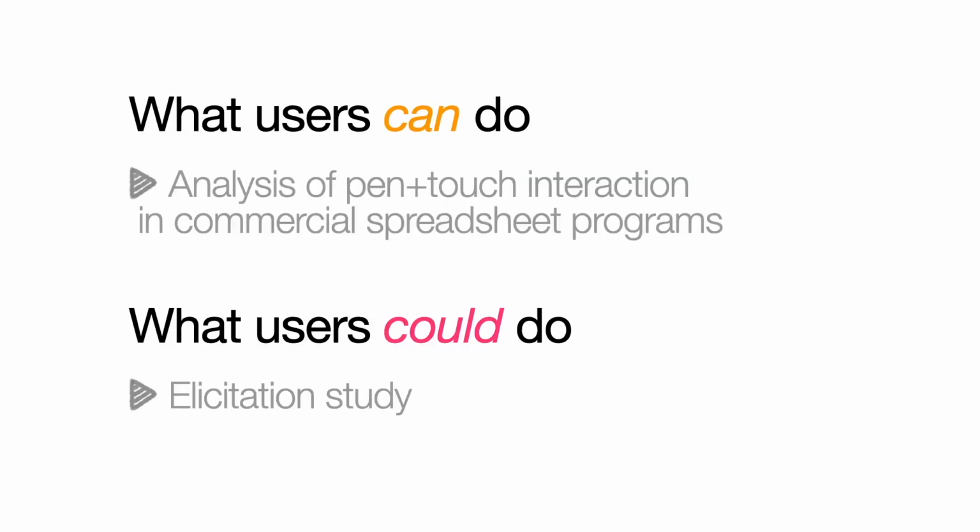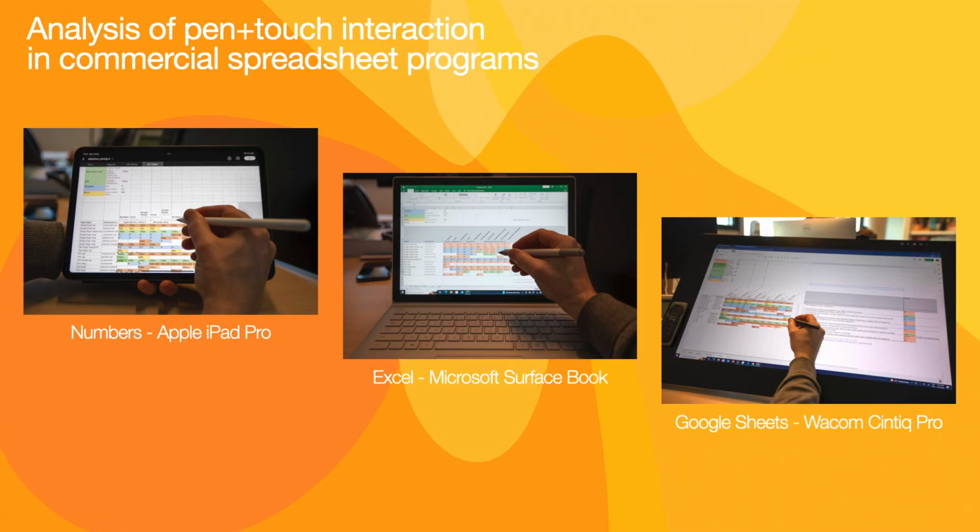Now, in order to understand precisely the issues to address, we looked into what users can do with spreadsheet programs on interactive surfaces through a systematic analysis, and then we looked into what they could do with those programs through an elicitation study. For the systematic analysis, we cross-compared 3 of the most famous programs, Apple Numbers, Microsoft Excel, and Google Sheets, in various operating systems and on various pen plus touch devices.